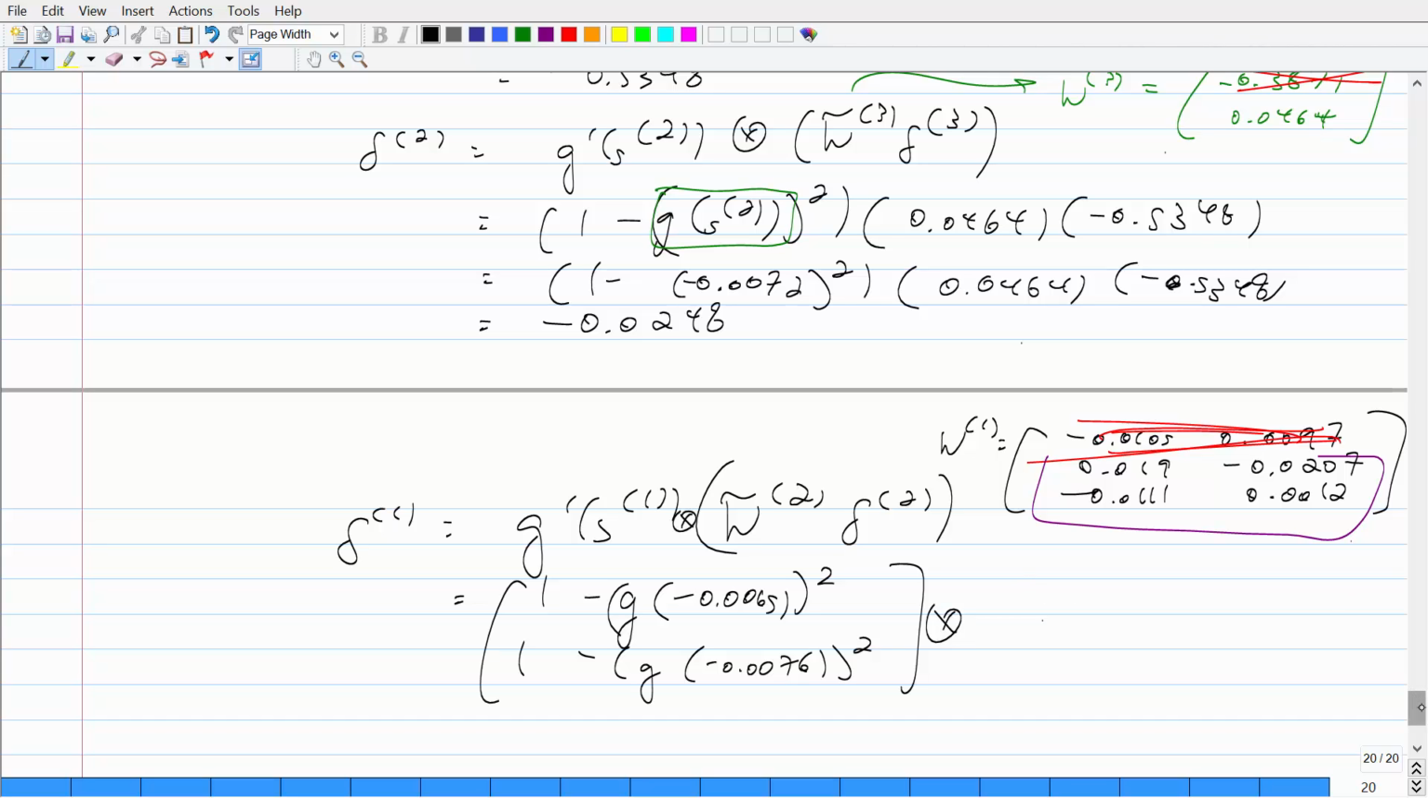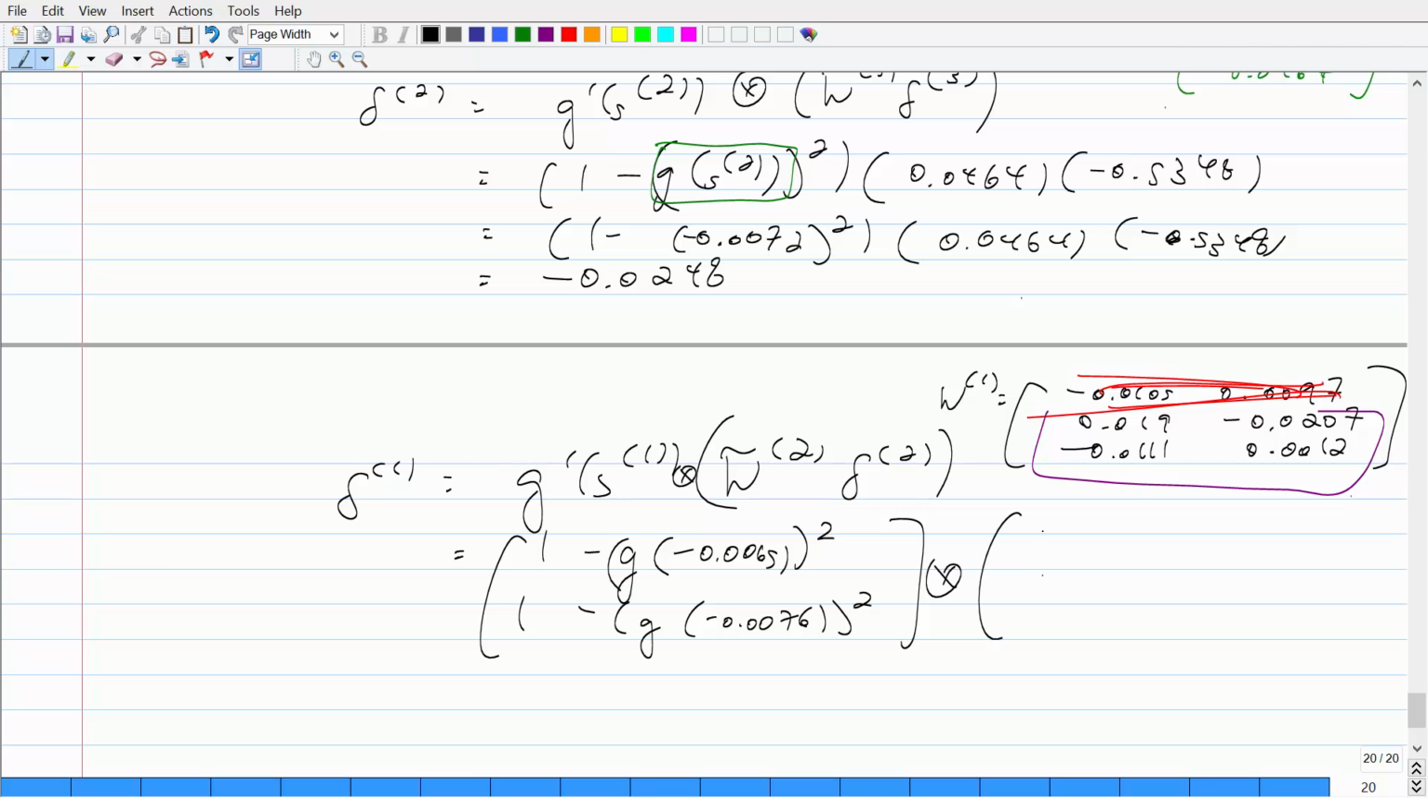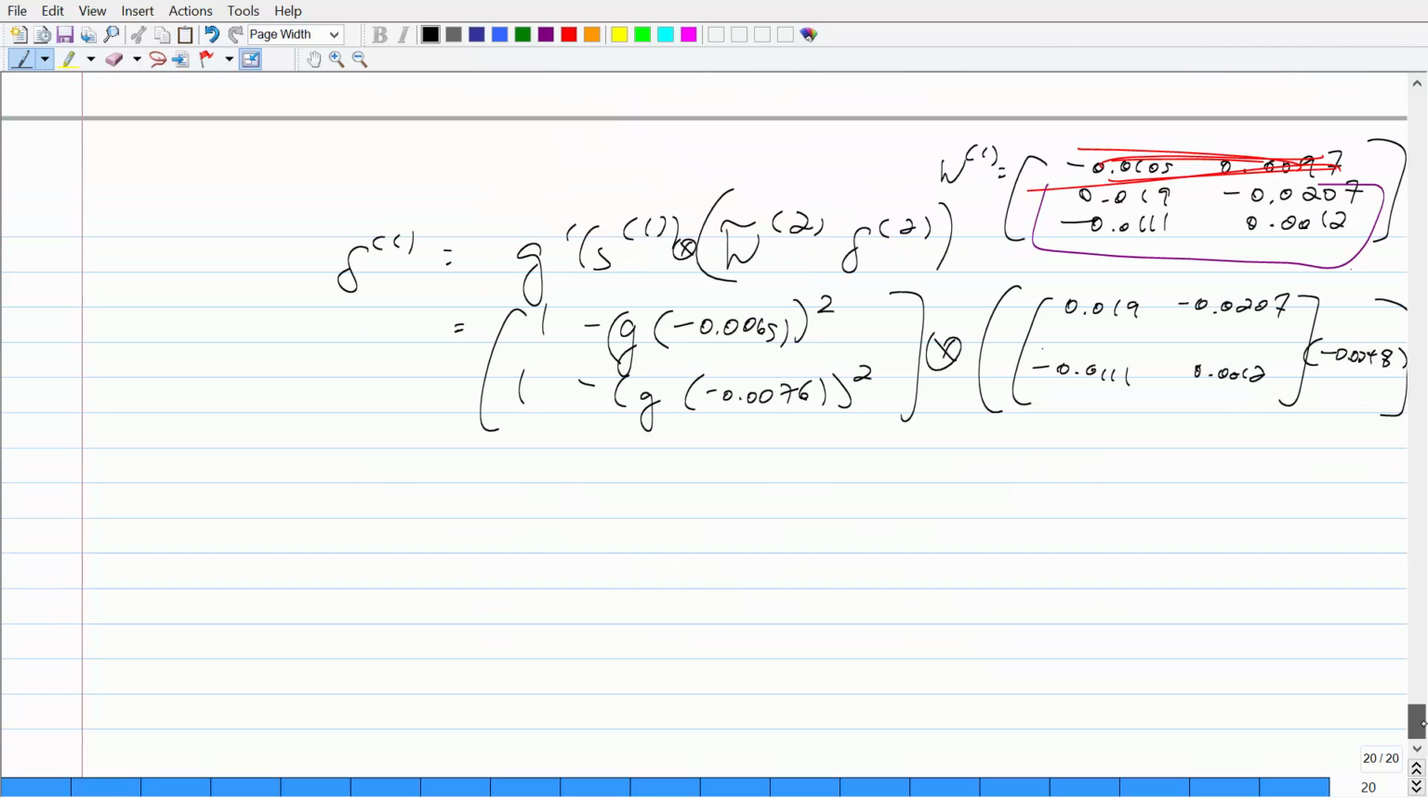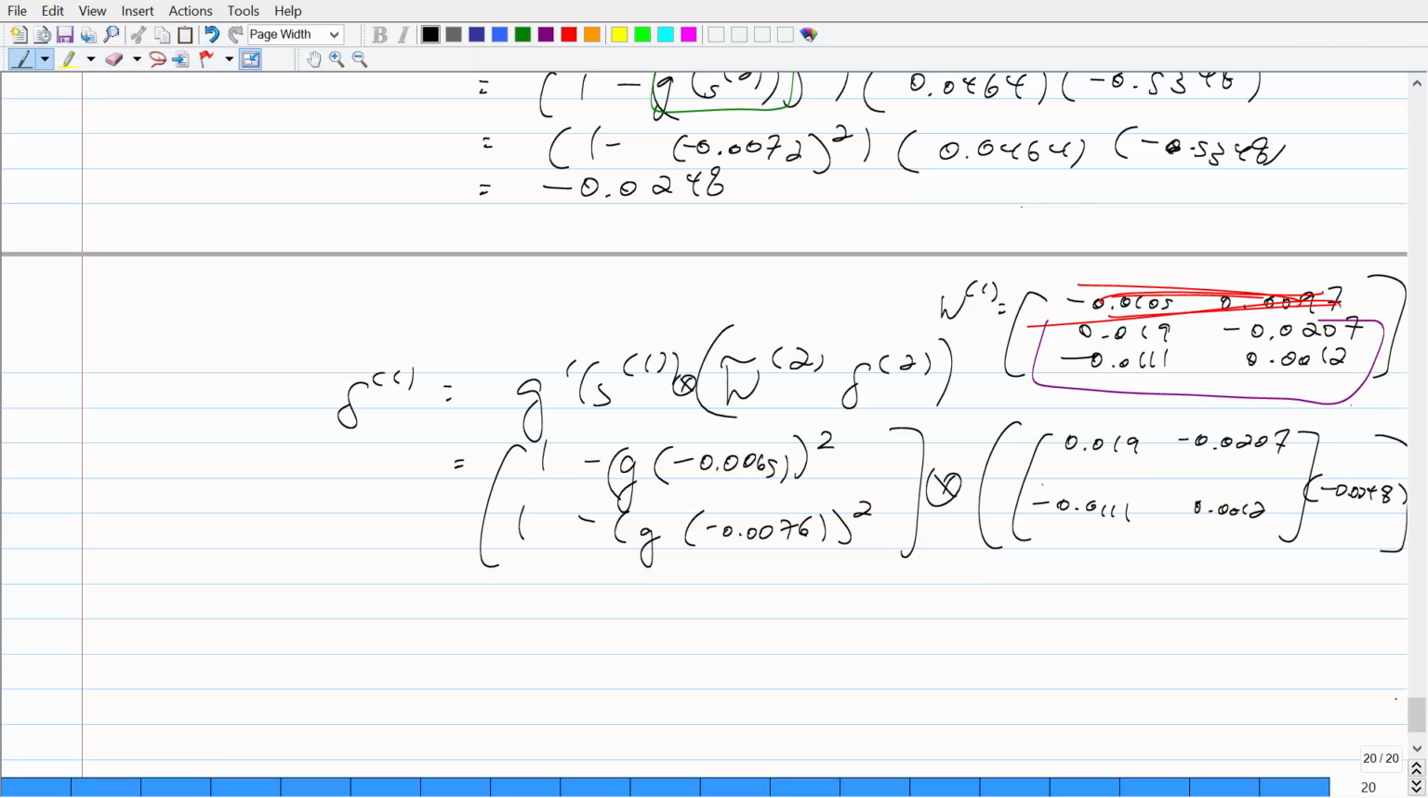So W1, so we have this matrix, 0.019, minus 0.0207, okay, minus 0.0111, 0.00012, and then you multiply this by the sensitivity of the, let's see here, did I mess up? Yep, no, this is good. So then you multiply this by what this was. This is minus 0.0248, okay? So W1, yeah, hold on a minute.